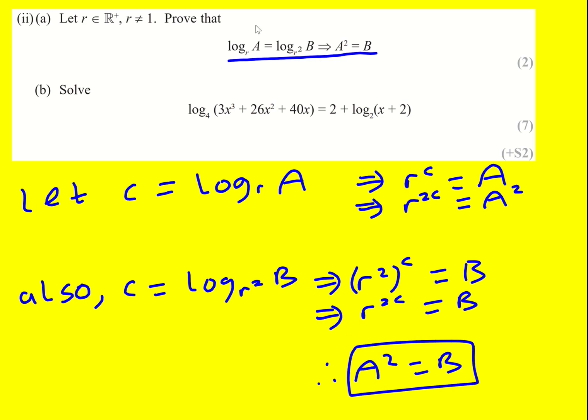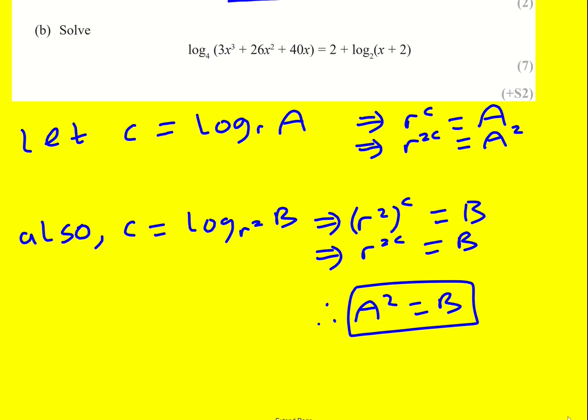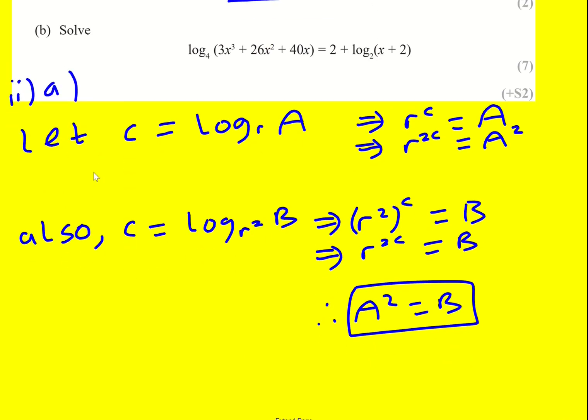So I've just taken both of them, I've rearranged them, I've got r to the c, I've got r to the 2c. It must be that these two are the same, so a squared is equal to b. Now we're asked to solve this, sorry, this was part 2a. I've got a log equation to solve. And we can see there's a cubic involved as well.